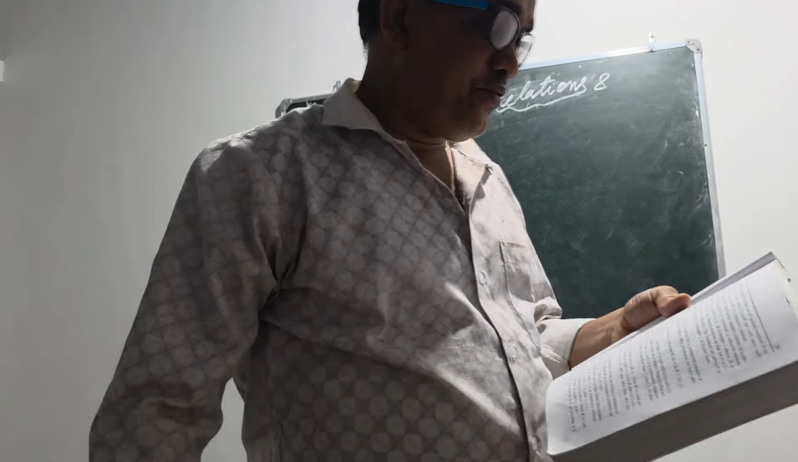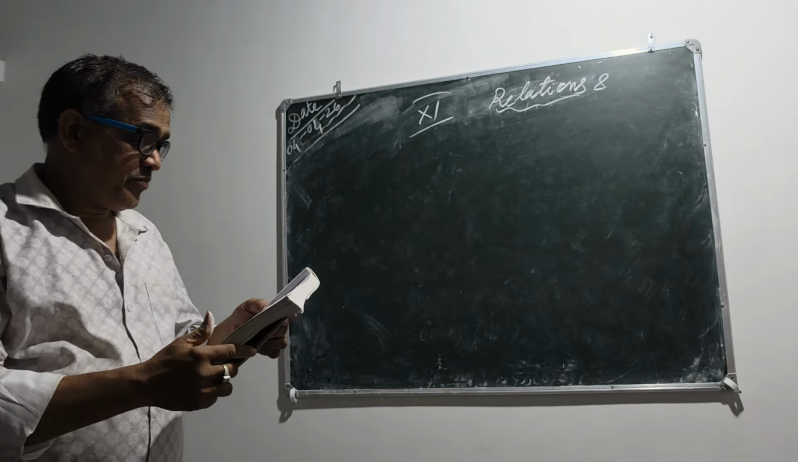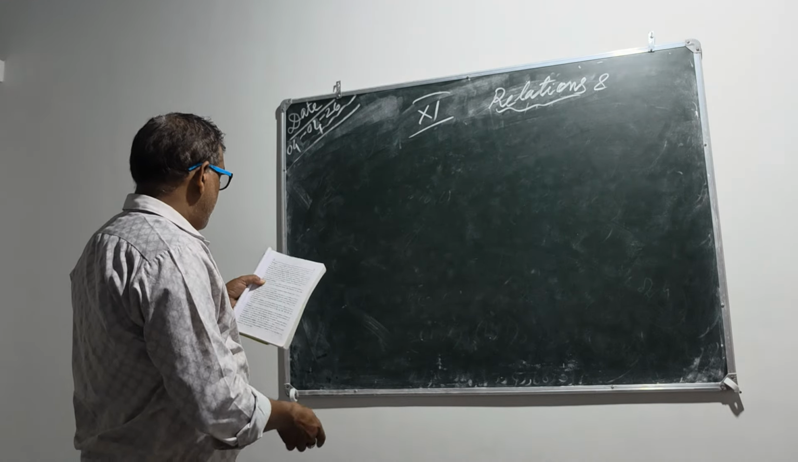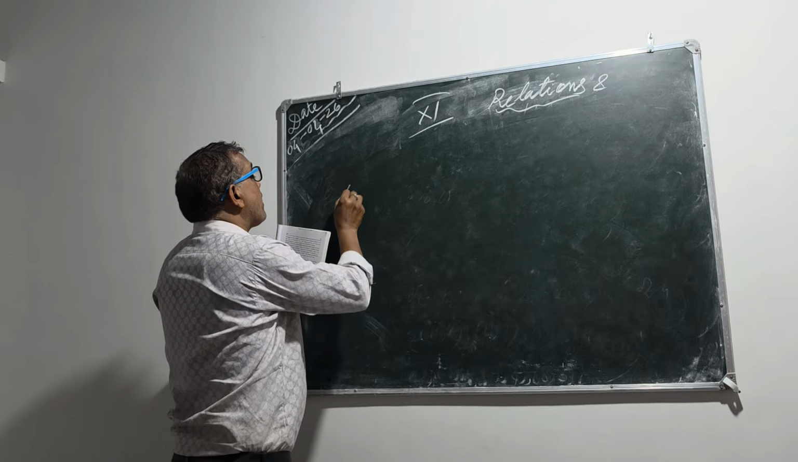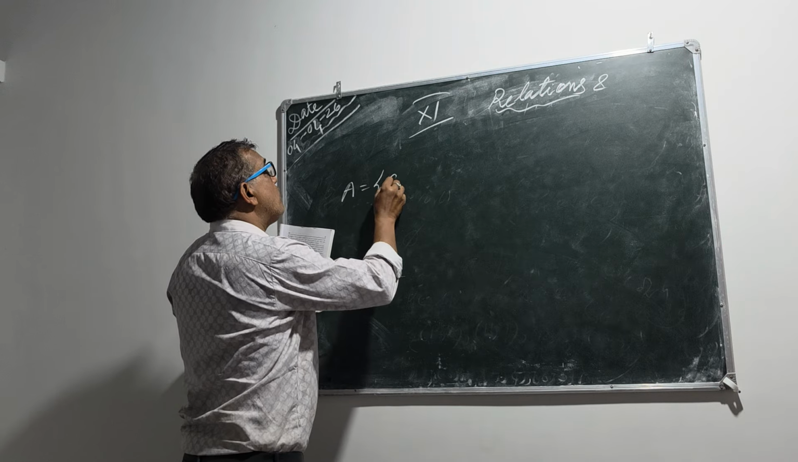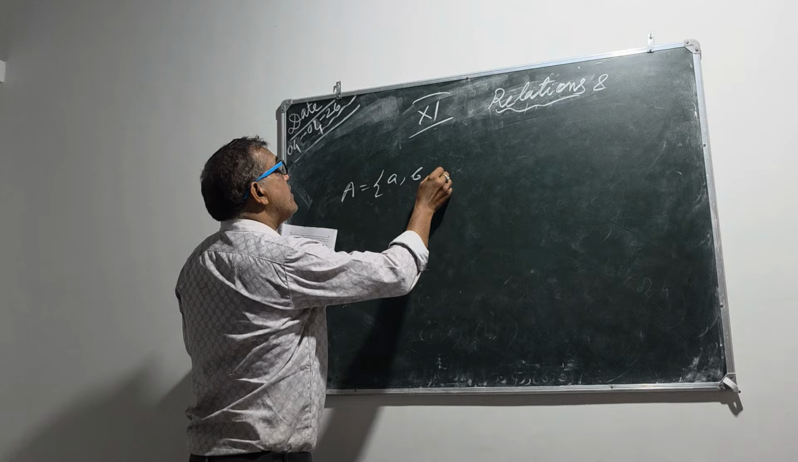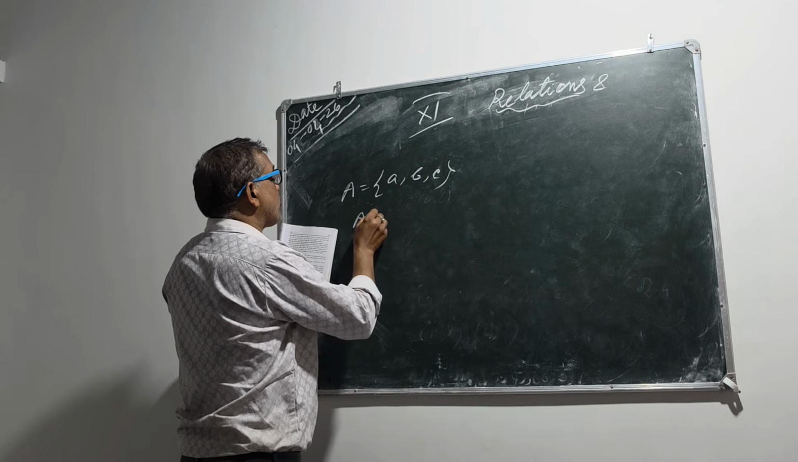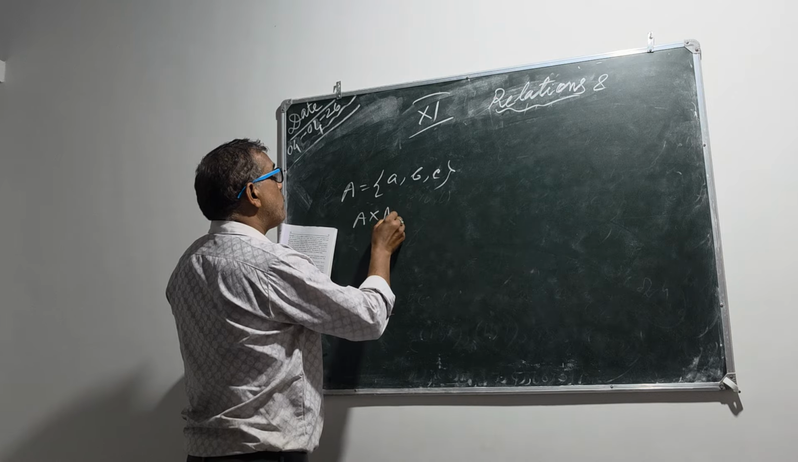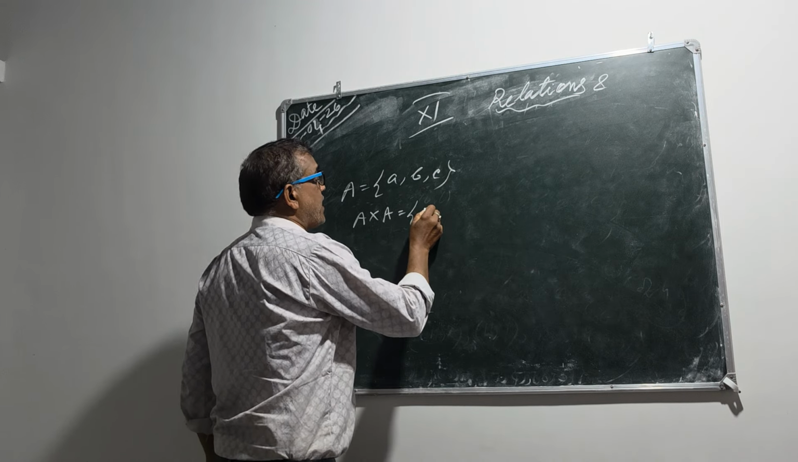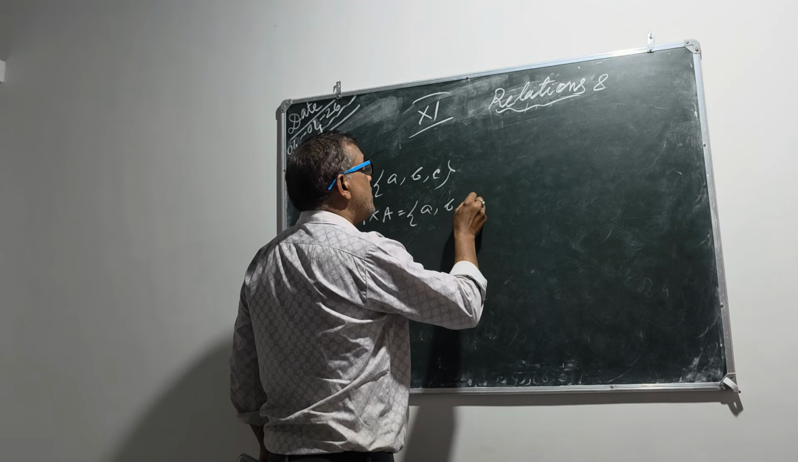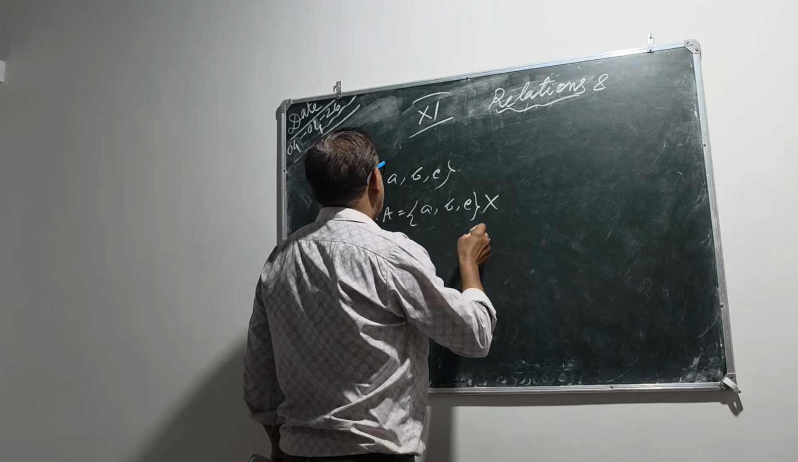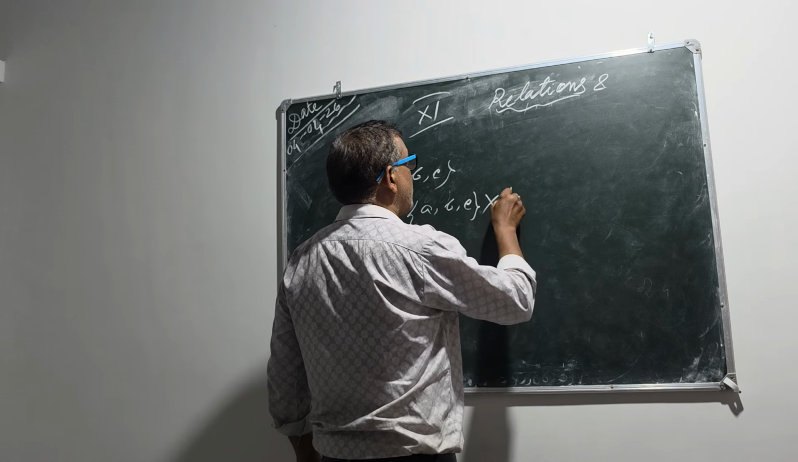Some special types of relations. First of all, say A equal to {A, B, C}. Then A cross A will be what?